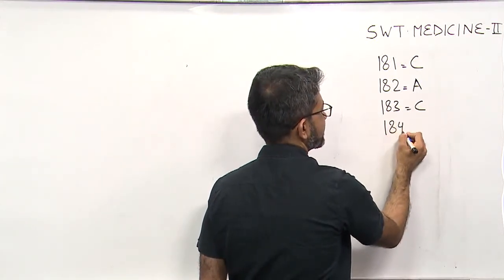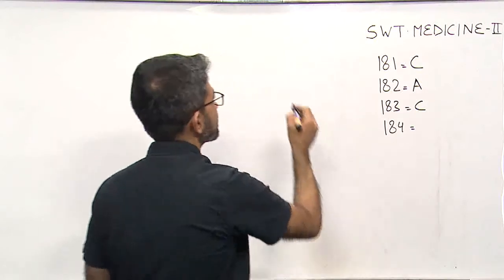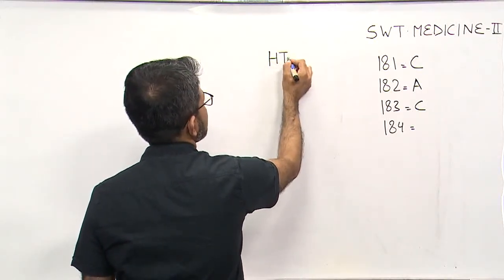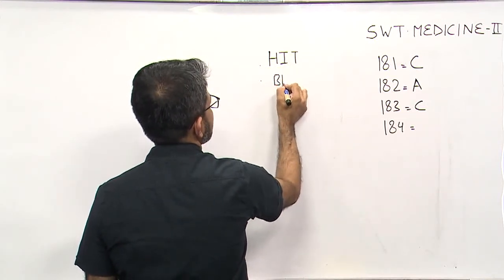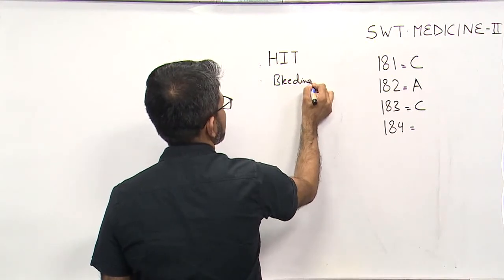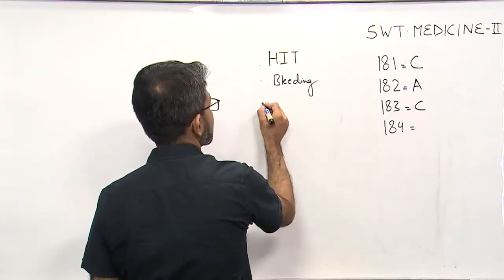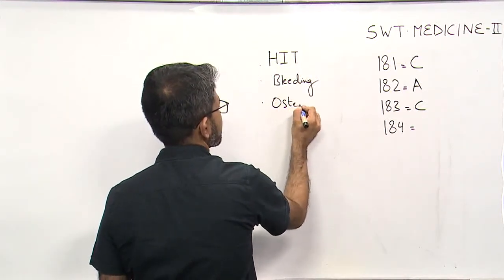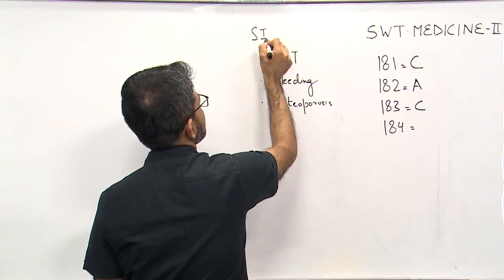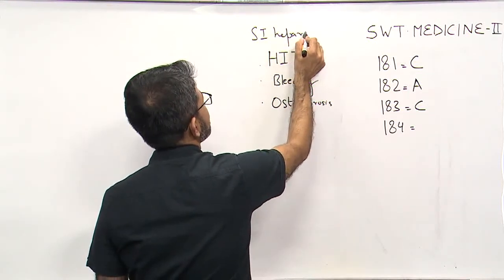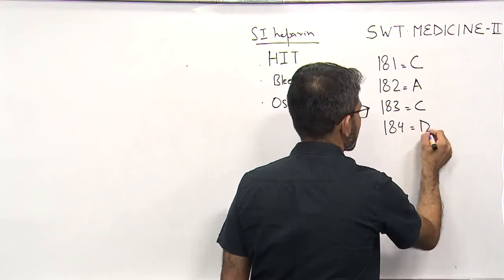Remember heparin in toto, all the side effects of heparin. Heparin induced thrombocytopenia known as HIT, bleeding, and in prolonged administration, osteoporosis. So, these are side effects of heparin. Heparin is an important drug to remember, all right. So, answer is all of the above, answer is D.